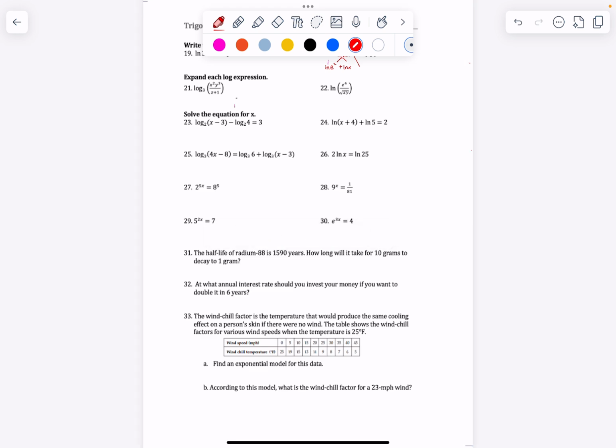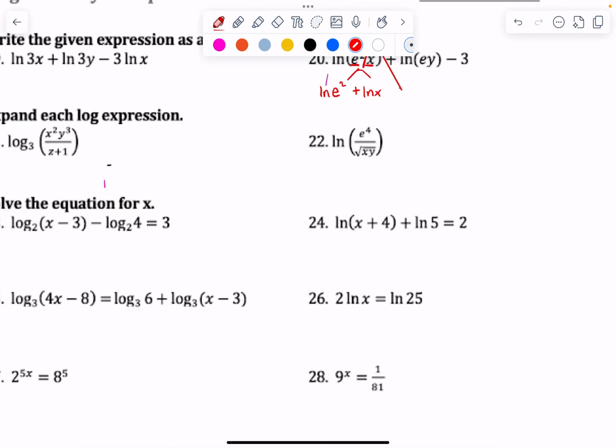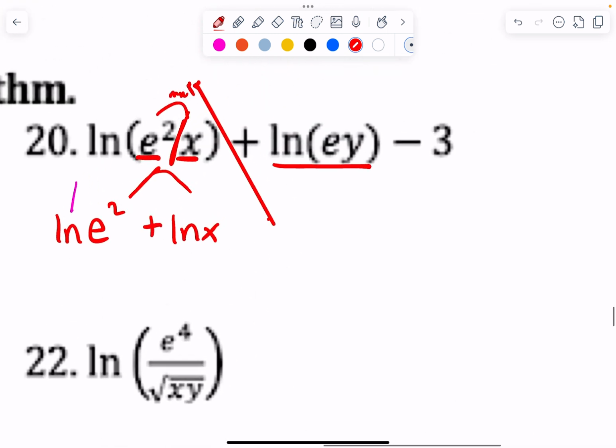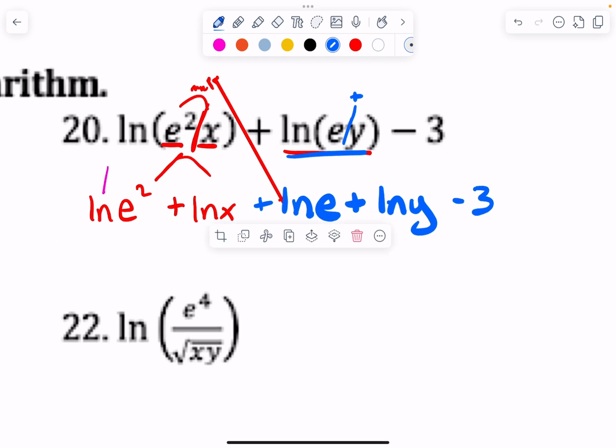This one over here is kind of the same thing. e and y are being multiplied, so I'm going to break them up and add. So this is going to be ln of e plus ln of y. And then I just have the -3 just sitting there. Now you're going to see how this works in just a second.